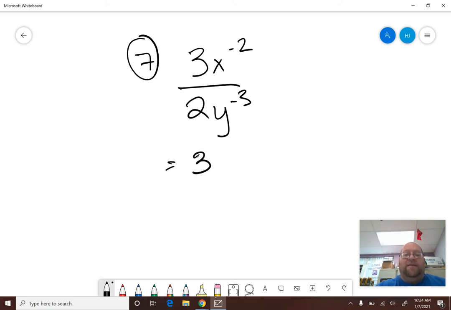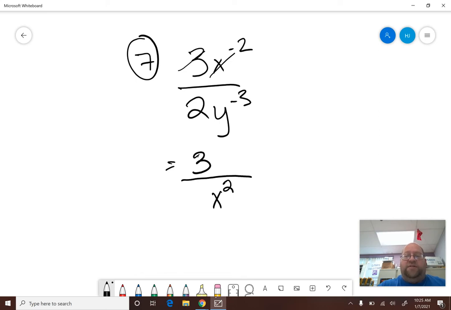Now, what we need to think about is I've got a fraction here. Where does this x to the negative 2 need to go? Well, it's a negative, so it needs to go to the bottom, right? So I'm going to go ahead and write x squared down at the bottom. So we've dealt with those 2 issues. I'm going to go ahead and kind of mark those out.